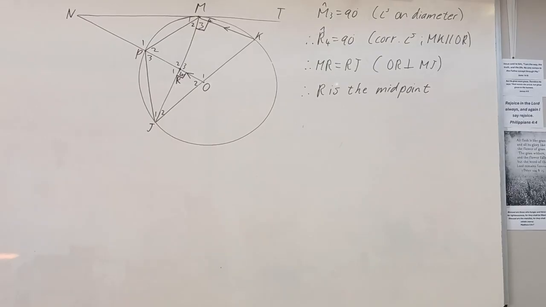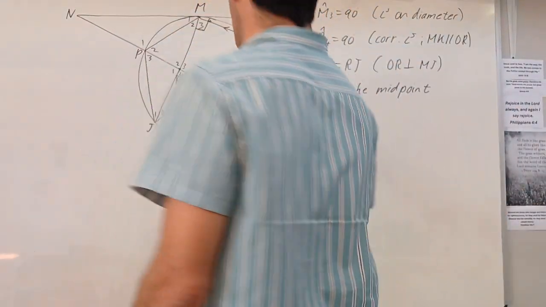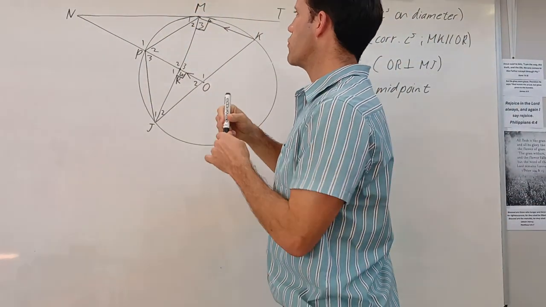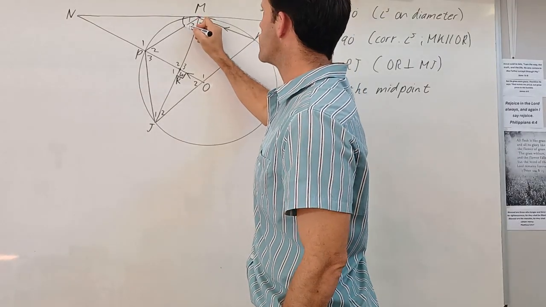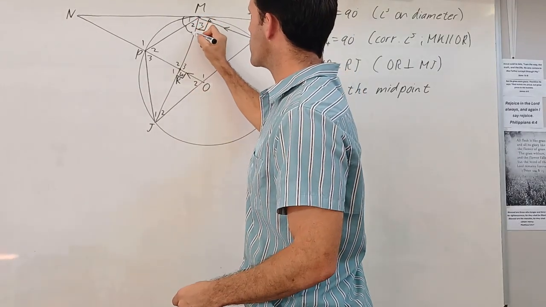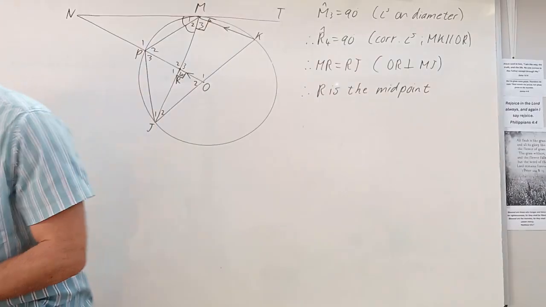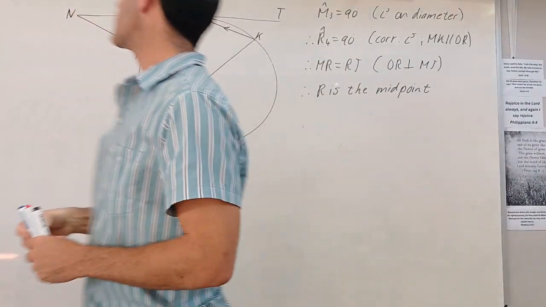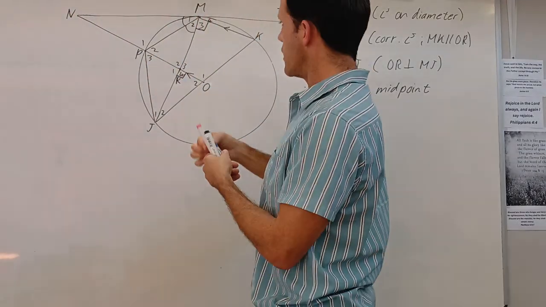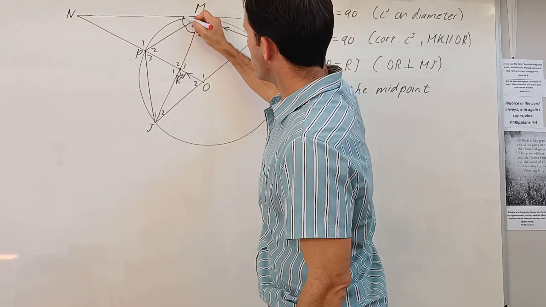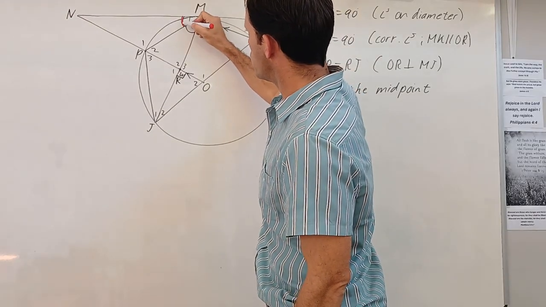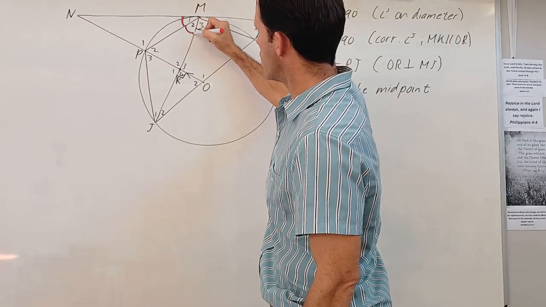Alright, so now the second question is prove that M1 is equal to M2. We must look at this one and show that it's equal to this one. You can use different colors, it helps to use different colors. Let's say we make them red. This angle, prove that it's equal to this angle.